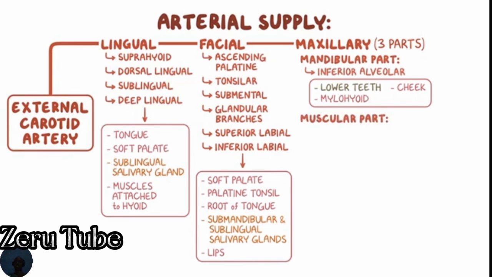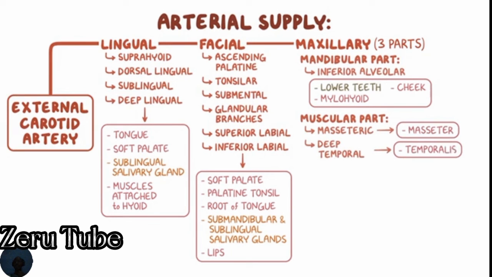The second part of the maxillary artery is the muscular part, which has branches of the masseteric artery, which gives blood for the masseter muscle, and the deep temporal artery, which gives blood for the temporalis muscle.